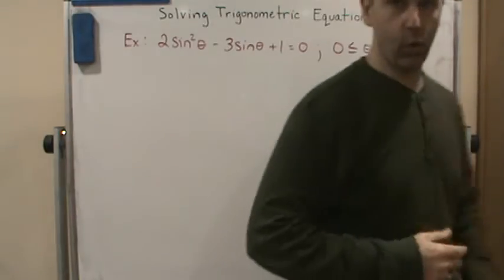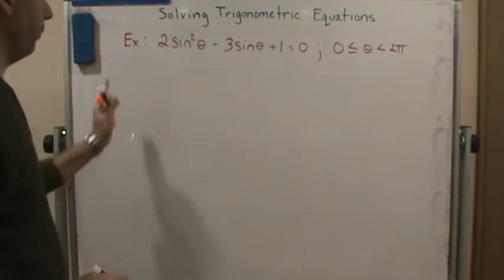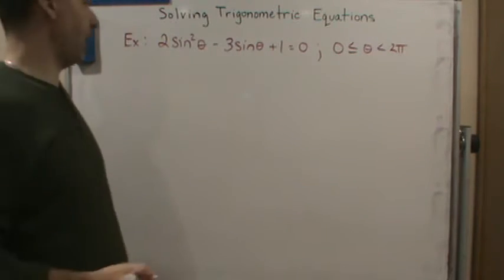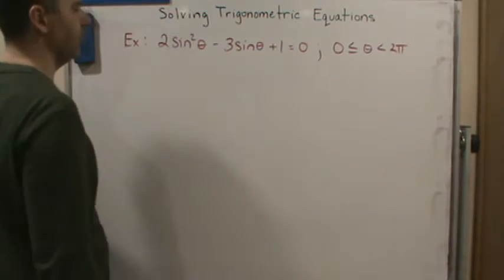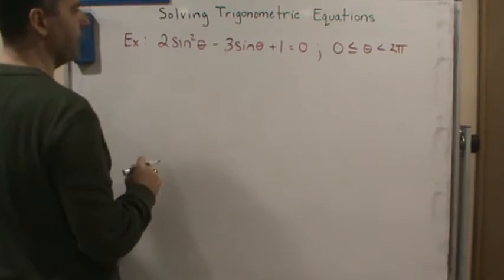Okay, so welcome back, and now we're going to do another one. So again, we've got this quadratic form in sine theta, and so now what we're going to do is factor. So again, we can factor by decomposition. So I'm going to decompose the middle term by using the AC method.